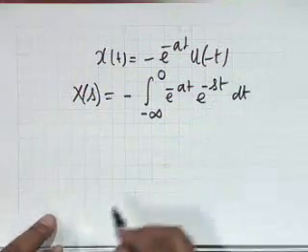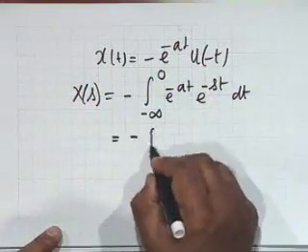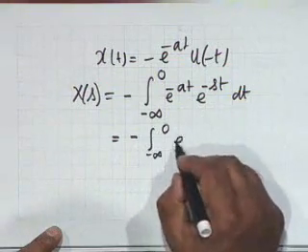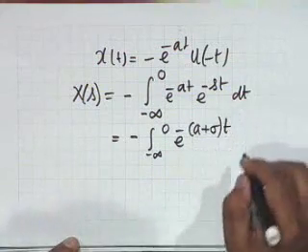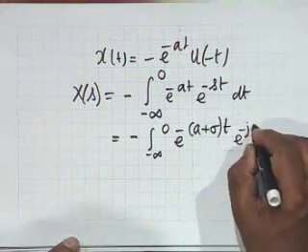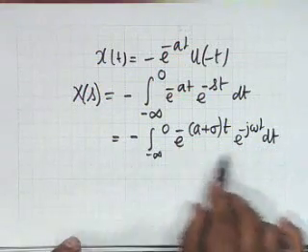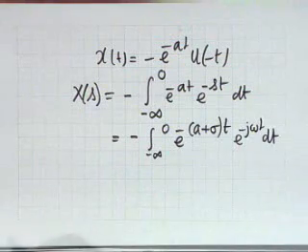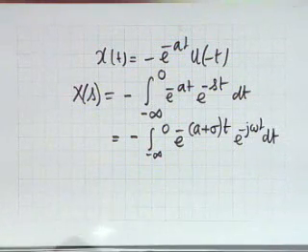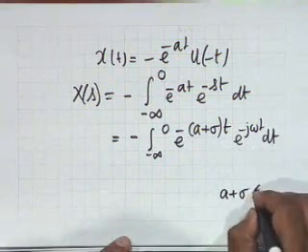All right, e to the minus at, then e to the minus st dt, and you can see that this is minus infinity to 0, e to the minus (a plus sigma) t, e to the minus j omega t dt, and for this integral to converge, what restriction do we need on a plus sigma? A plus sigma must be less than 0.